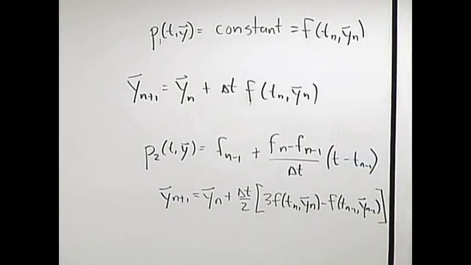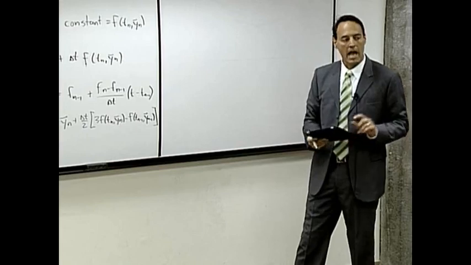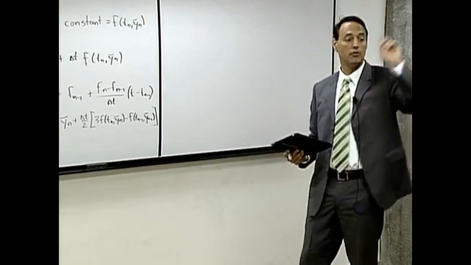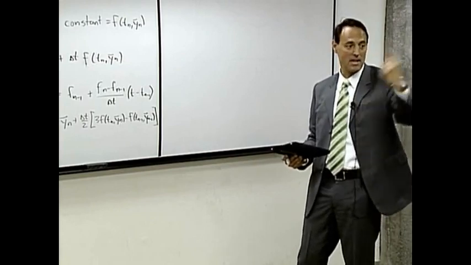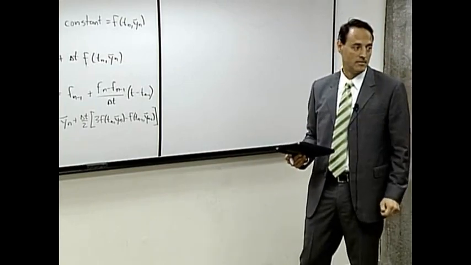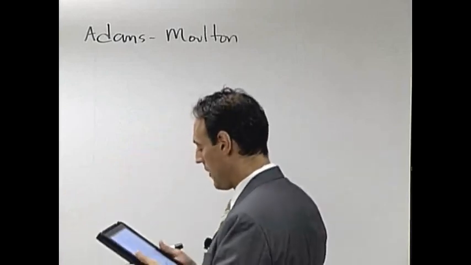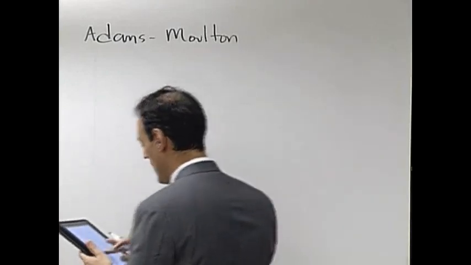I'll illustrate one example with Adams-Moulton. Adams-Moulton has the following rule. You are allowed to use the future point, the current point, and past points. Okay? This one only allows you to use current and past. This allows you to use the future. Now, this is an interesting concept.